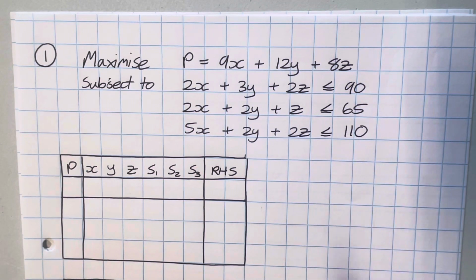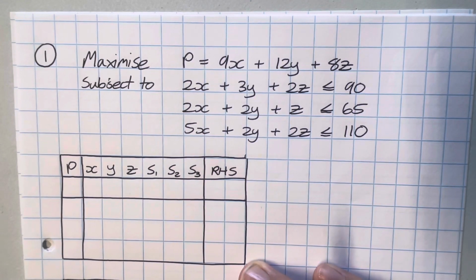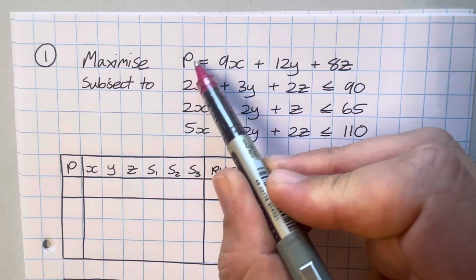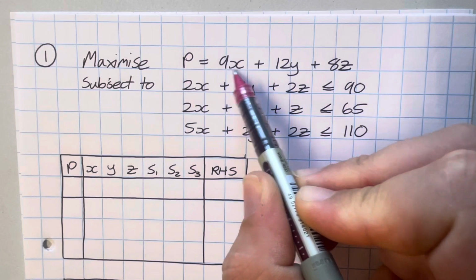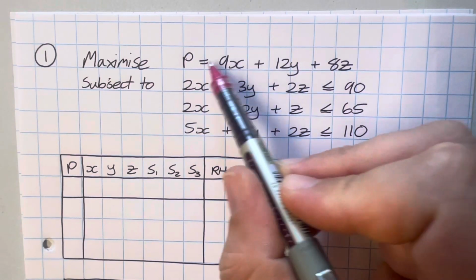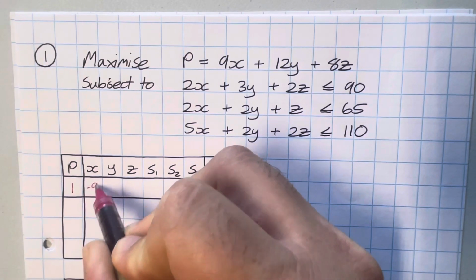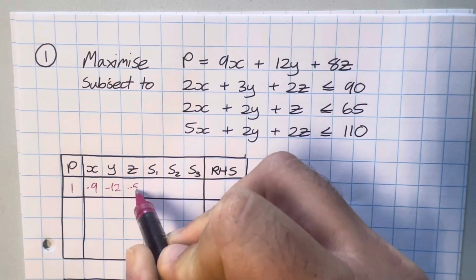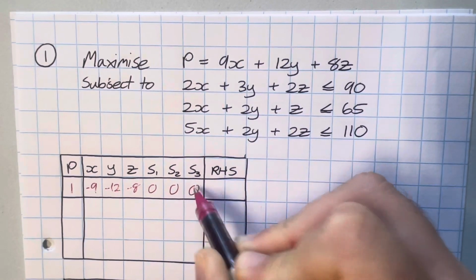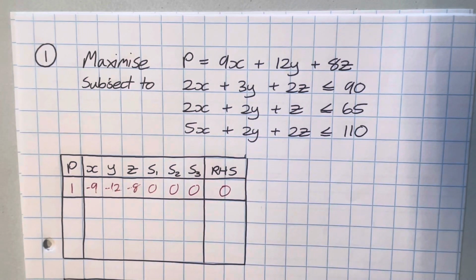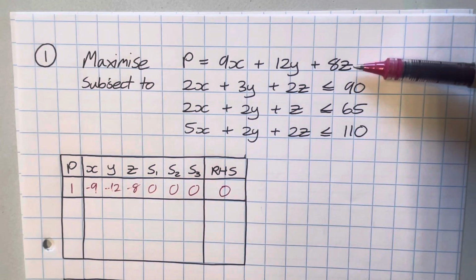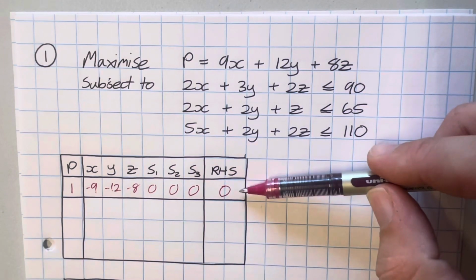Okay, so set up our initial tableau exactly as we did with our 2D case. So p on the left-hand side, you need to bring all of these variables to the left-hand side, so the coefficients will become negative. So we'll end up with a 1 there, a -9, a -12, and a -8. There's no slacks there, and the right-hand side is initially 0. Okay, so that's our objective row, putting all the variables on the left, and the right-hand side will be 0.